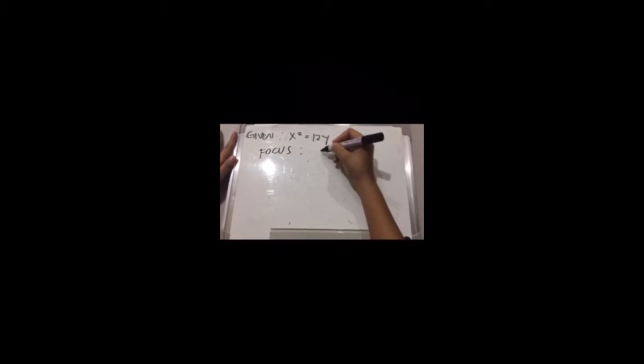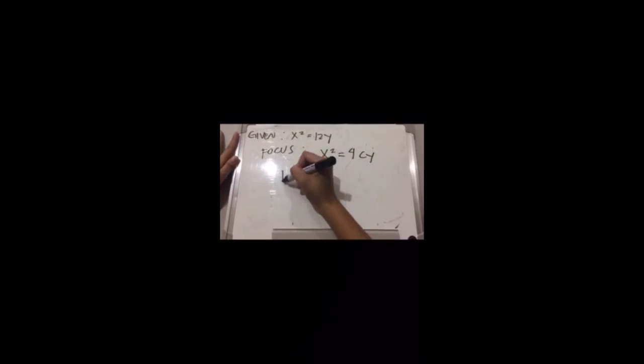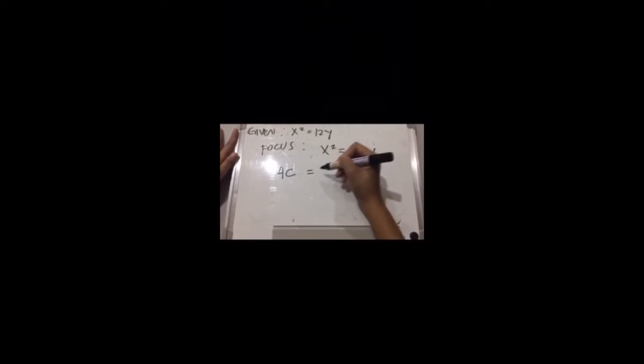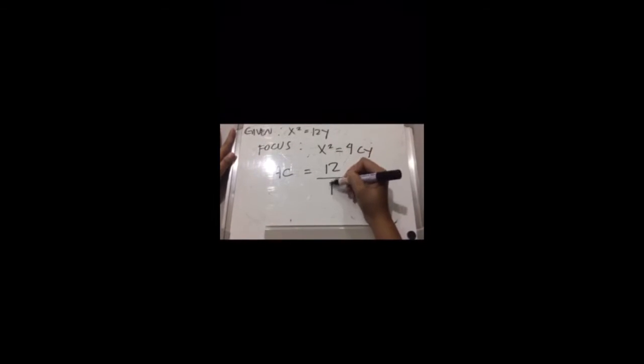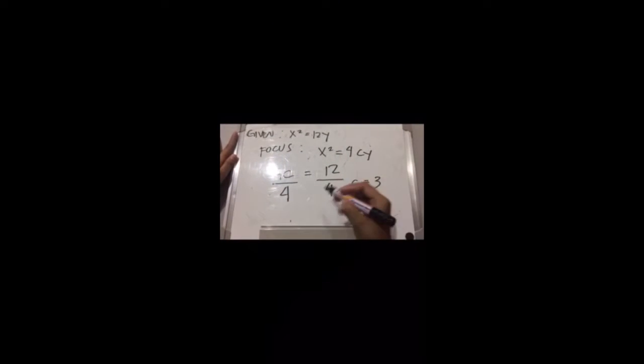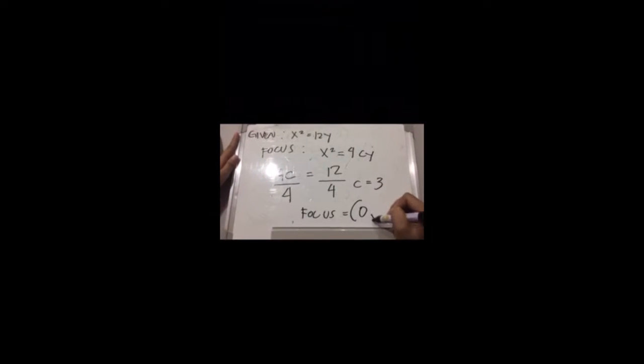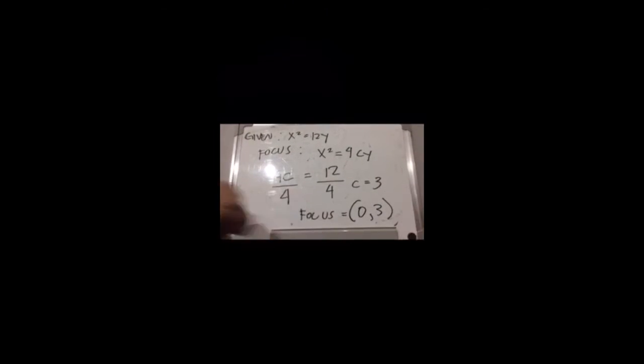So moving on, we're going to find the focus with the given x squared is equal to 12y. And to find the focus, we are going to use the formula x squared is equal to 4cy. So 4c is equal to 12. So we got 12 from the given. And then we're going to divide both sides by 4, so that 4 will be cancelled and c will be left. And then c now is equal to 3. So therefore, our focus is at point (0, 3).